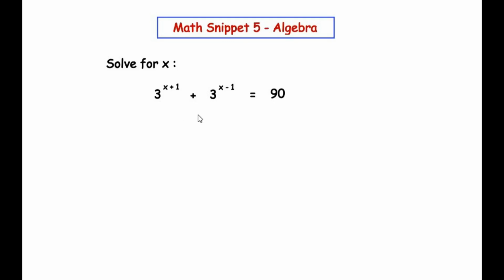In this video, we are going to solve a competitive exam math question based on algebra. Solve for x given the equation 3 raised to x plus 1 plus 3 raised to x minus 1 is equal to 90. So here in this question, we have to basically find out the value of x. And to solve this question, we have to make use of some laws of indices.